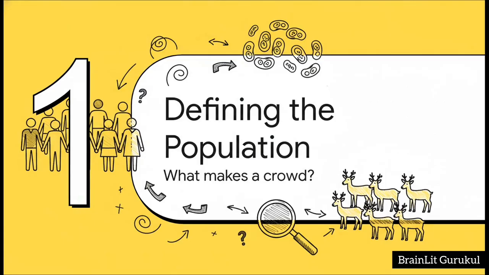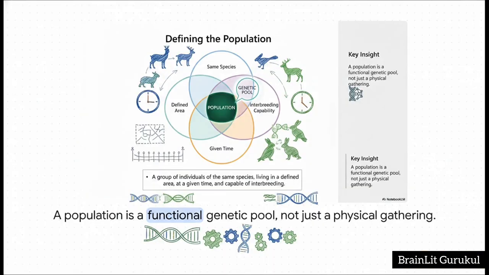Okay, first things first. Before we can figure out how these crowds work, we got to get our terms straight. The word population gets thrown around a lot, but in ecology, it means something very, very specific. So, check this out. A population isn't just any old group of animals. It has to meet 4 strict criteria. They all have to be the same species, they have to live in the same area at the same time, and here's the real kicker, they have to be able to breed with each other.